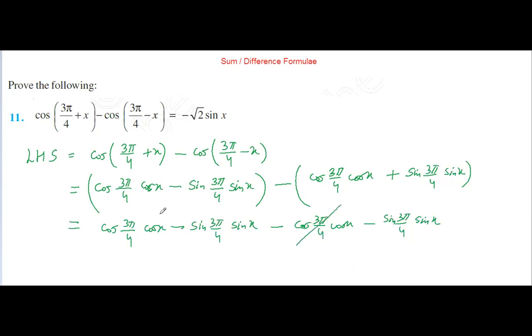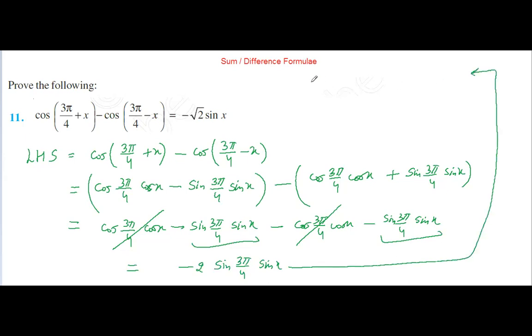This term being the same and of opposite sign cancels. We are left with this term and this term, which are identical. So it is minus 2 times sine 3 pi by 4 sine x. Now what we do, we write sine of 3 pi by 4 like sine of (pi minus pi by 4) into sine x.